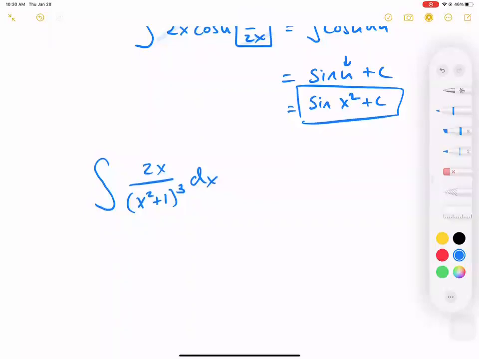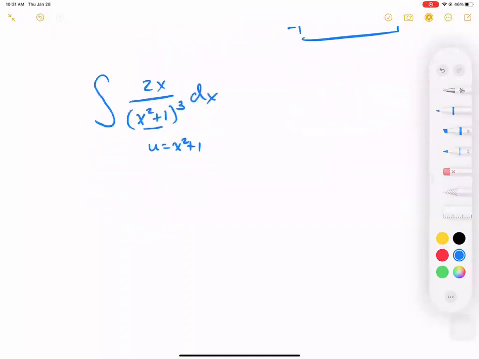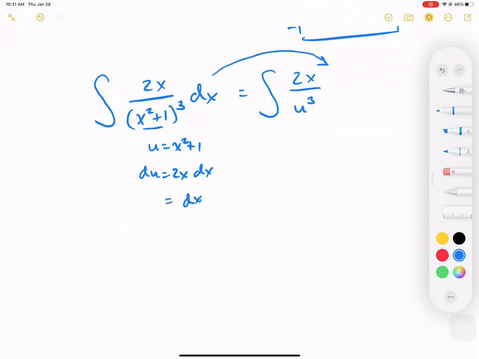So I'm going to choose this here to be my u problem. U is equal to x squared plus 1. Go ahead and take the derivative of x squared plus 1. Not going to take you much time, right? Derivative of x squared plus 1 is just 2x dx. Make sure you do write that dx because the derivative of x is dx here. And then we're going to rewrite this. This is going to be integral of 2x over u cubed. And then I'm going to change the dx here. Take a look. Dx is going to be du over 2x. And guess what divides out?